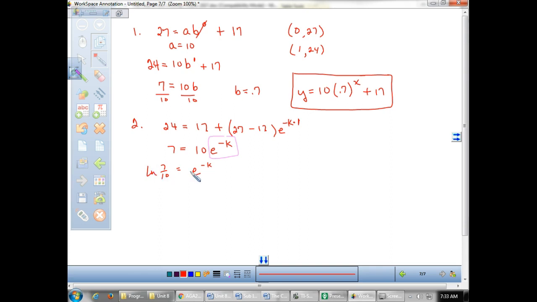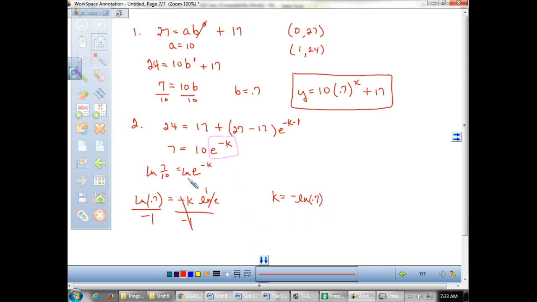So to solve this, I'm going to take the natural log of both sides so that I can bring the negative k out front, basically making it a multiplication, and I'm going to write this as ln of 0.7. Now to find k, I'm just going to divide by negative 1. So k is just going to be the negative ln of 0.7, like that.